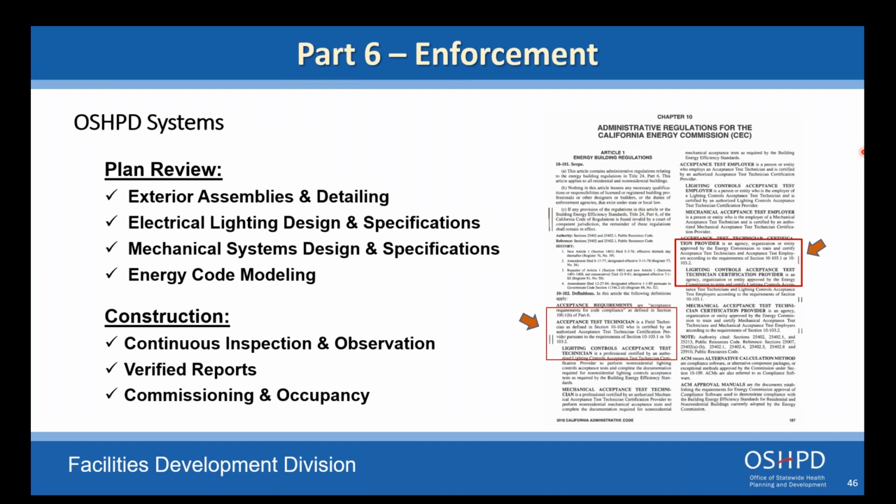And this is where this authority comes from in Part 6 of the Energy Code. It says an acceptance test technician or field technician can observe the installation, and that any agency or organization can approve the commission to train and certify this test technician. This is equivalent to our IOR system. So this gives us the authority to use our IOR system to verify compliance with these systems. Okay.